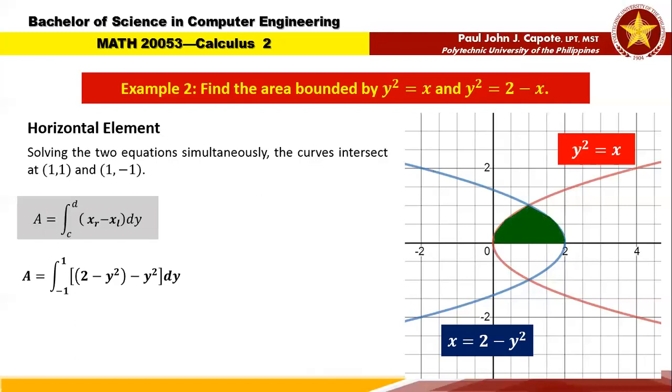But due to symmetry of areas above and below the x-axis, we can redefine the lower and the upper boundaries. That is, the area from y equals 0 to y equals 1 is the same as the area from y equals -1 to y equals 0. In this example, we'll use the upper y values. That is, we are going to use the lower boundary y equals 0 and the upper boundary y equals 1.